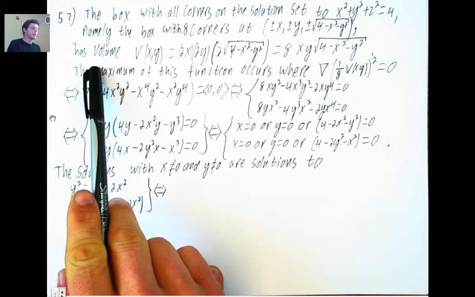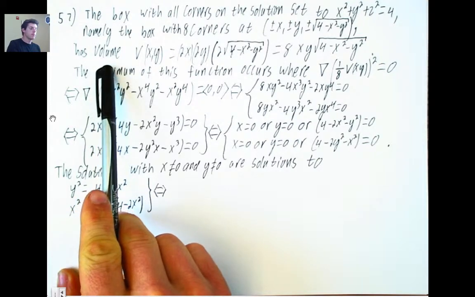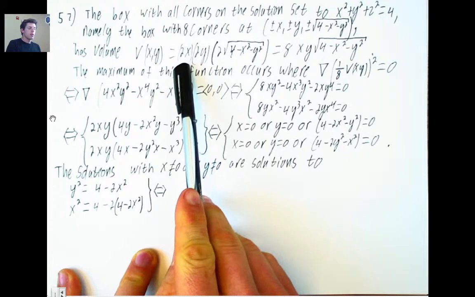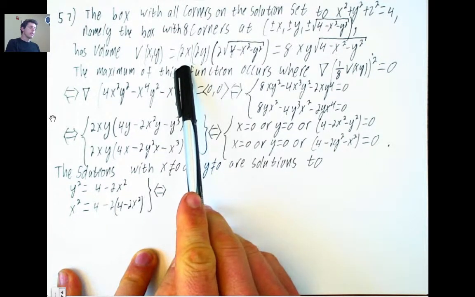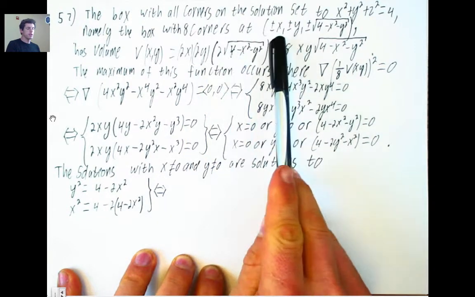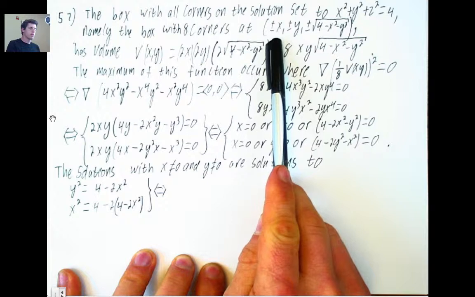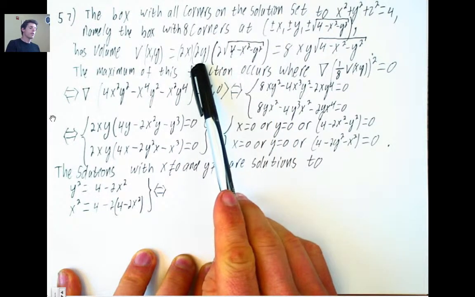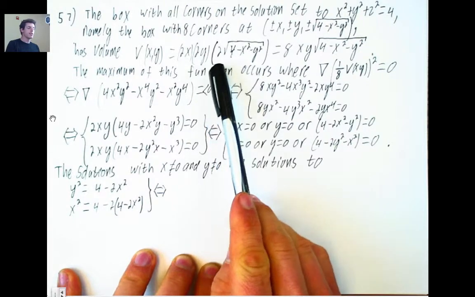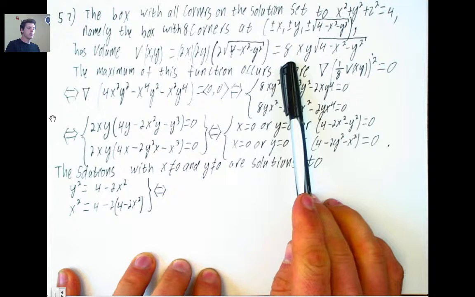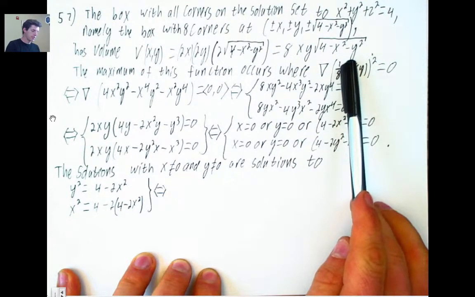Okay, so the idea is the volume of that box is the length of that box is 2 times the coordinate x, right? The distance between the coordinate x and the coordinate negative x. And the width is 2 times y, and the height is 2 times the square root expression. So all in all, we have 8 xy times the square root of that stuff.